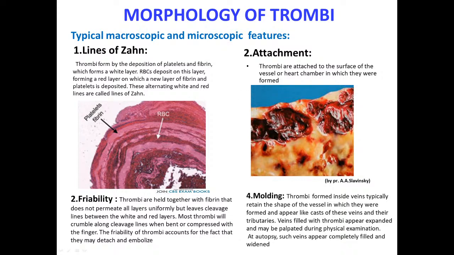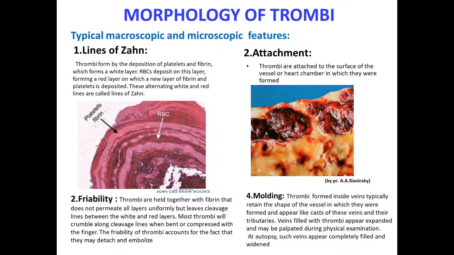Attachment: thrombi are attached to the surface of the vessel or heart chamber in which they were formed. Friability: thrombi are held together with fibrin that does not permit all layers to form uniformly but leaves cleavage lines between the white and red layers. Most thrombi will crumble along cleavage lines when bent or compressed with the finger. The friability of thrombi accounts for the fact that they may detach and embolize.